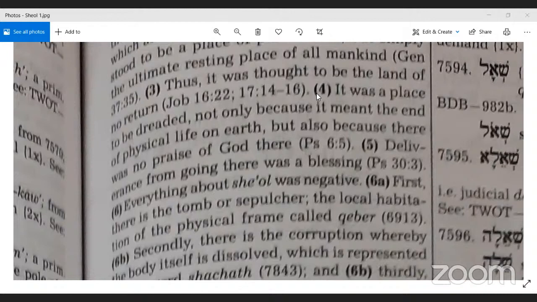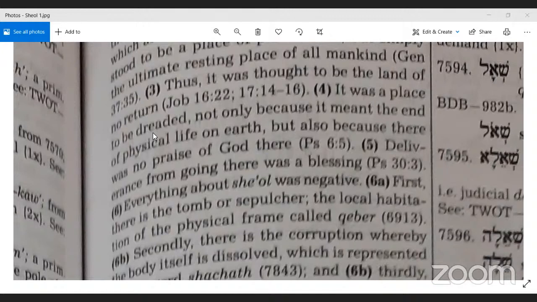It was a place to be dreaded, not only because it meant the end of physical life on earth, but also because there was no praise of the Most High there. Let's talk about this. Why would this place be dreaded? And do we agree with this? No. It doesn't sound like it should be dreaded. I wouldn't dread it. There's nothing dreadful about it, as far as what we've read so far.